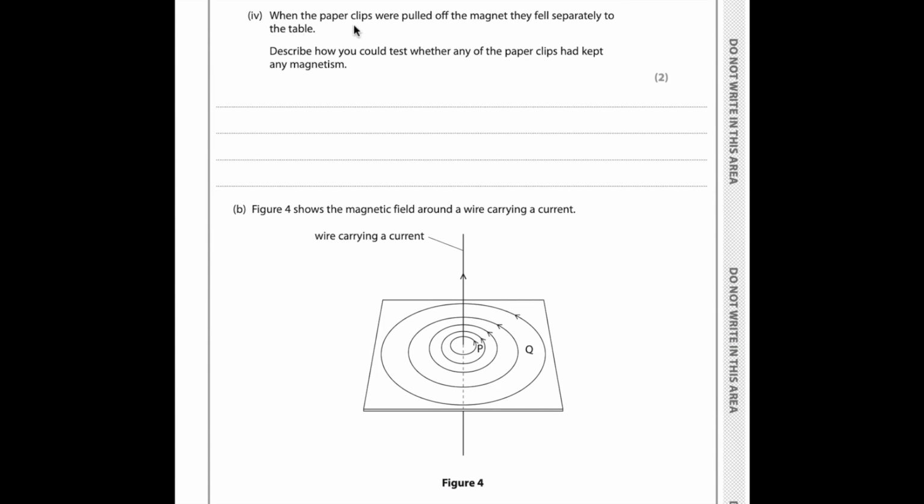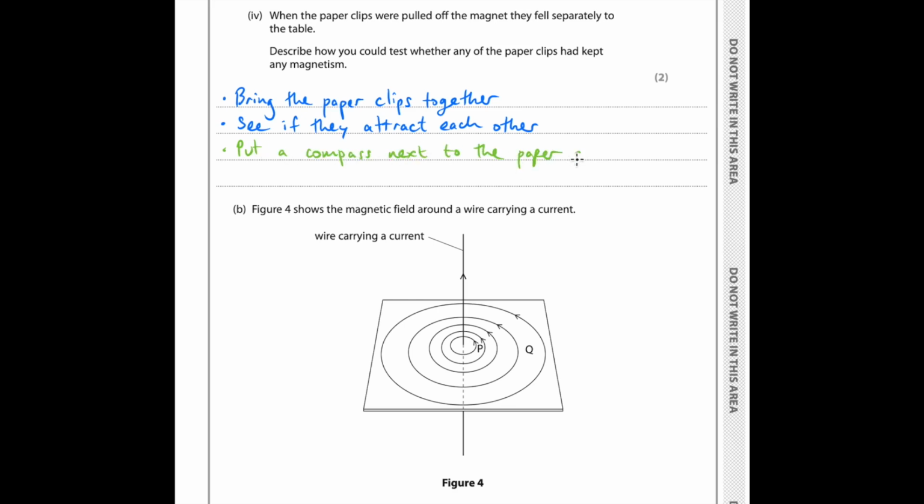Part 4. When the paper clips were pulled off the magnet, they fell separately to the table. Describe how you could test whether any of the paper clips had kept any magnetism. Right, well I guess the easiest thing to do is to bring the paper clips back together and see if they will still attract. Another thing you could say is to put a compass next to them and see if it affects the needle. See if the needle moves. You could even say sprinkle iron filings around them and see if it creates a pattern of the magnetic field.